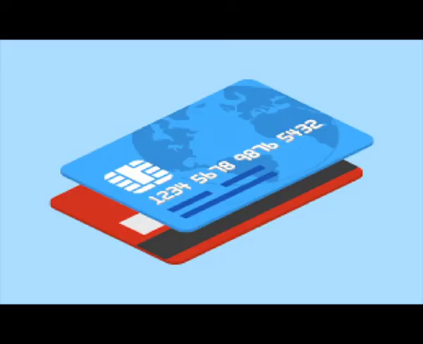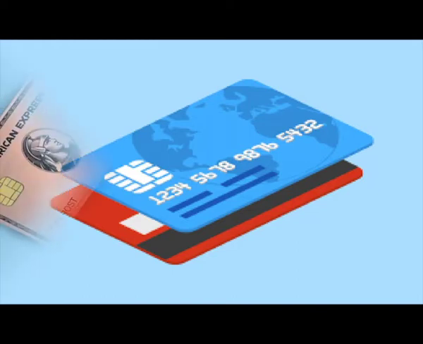The next is the payment cards. In business, the term payment card is commonly used as a general term to describe all types of plastic cards that the businesses and consumers use to make purchases. The core categories of payment cards are credit cards, debit cards and charge cards.